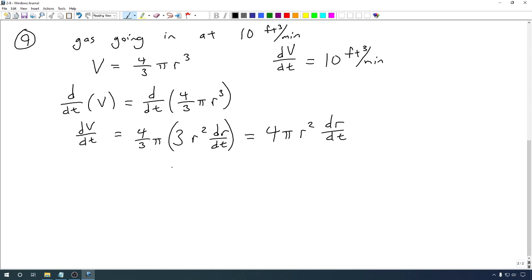So now we have a new formula. We have a formula for the derivative of v related to the derivative of r. These rates of change are now related to each other.